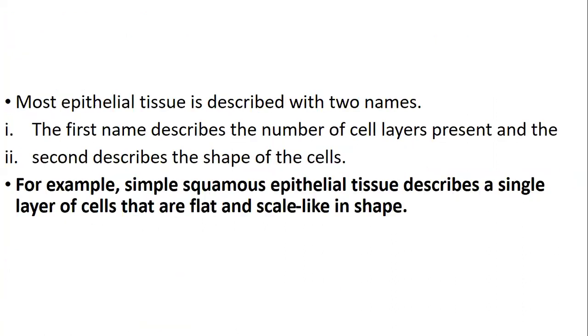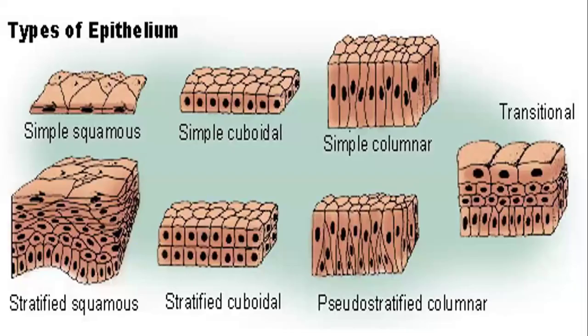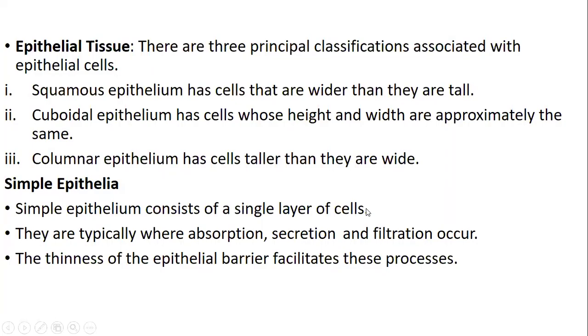Most simple squamous epithelial cells describes a single layer, simple squamous, a single layer of cells that are flat and scale-like in shape. And these are what they look like. Simple squamous epithelium, simple cuboid epithelium, so many single layer, and these are stratified epithelia, okay?